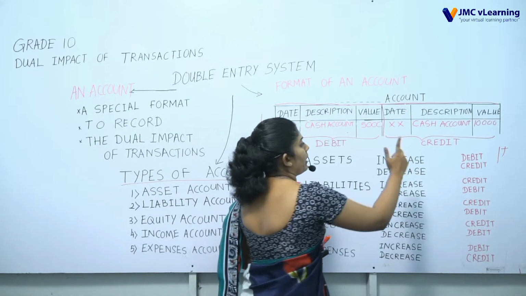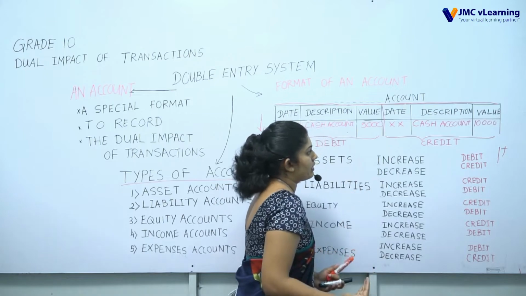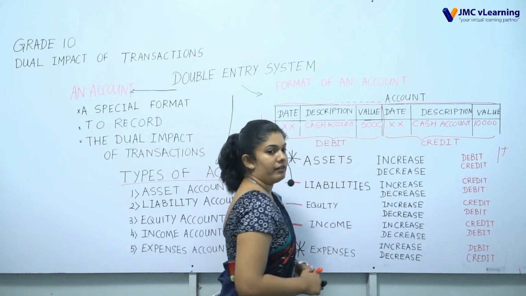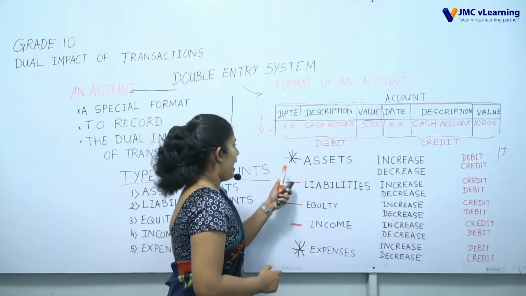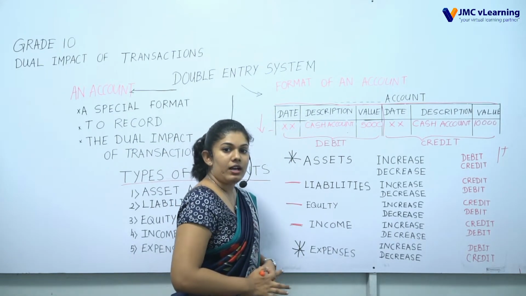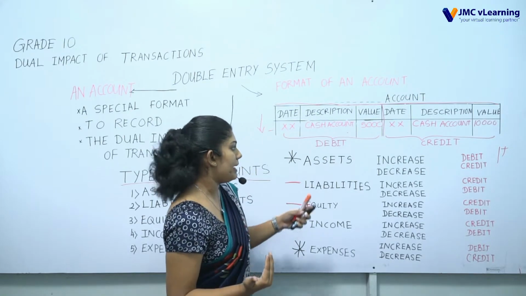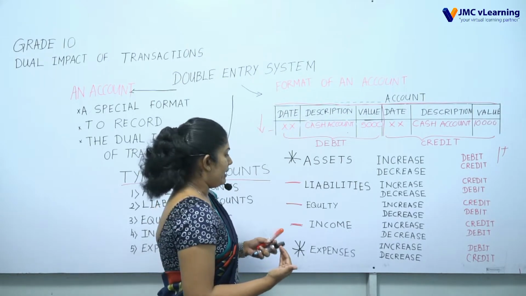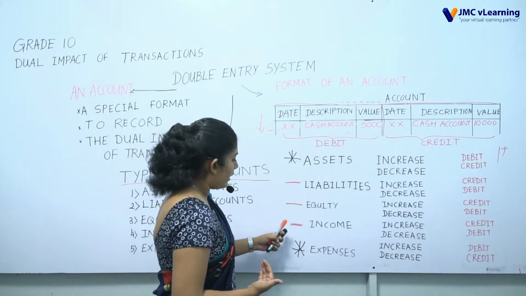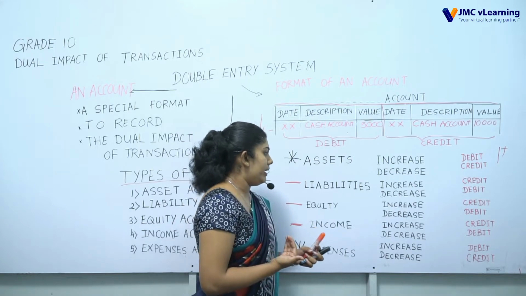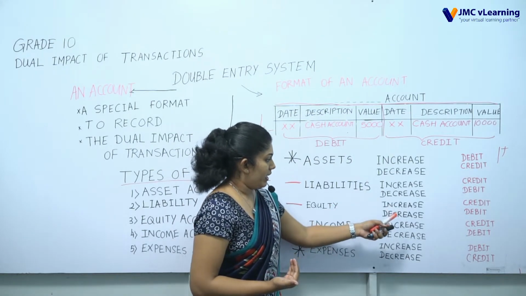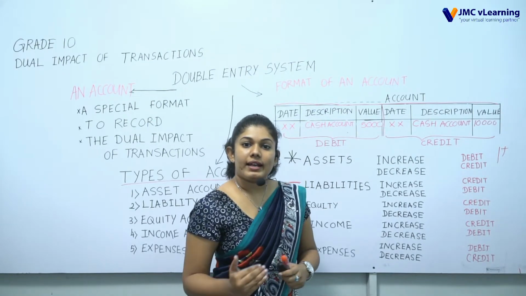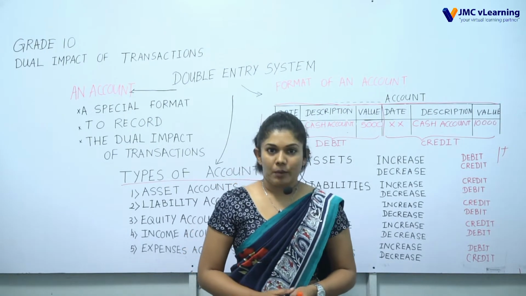Here, income increased. The sales amount increased. Therefore, we recorded it in the credit side. So, assets and expenses are similarly recorded. That means when increase debit, decrease credit. And liabilities, equity and income are recorded similarly, when increase credit, decrease debit. Now we'll see some exercises related to this topic.